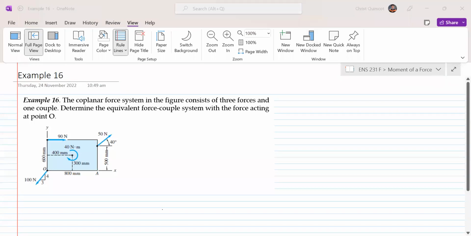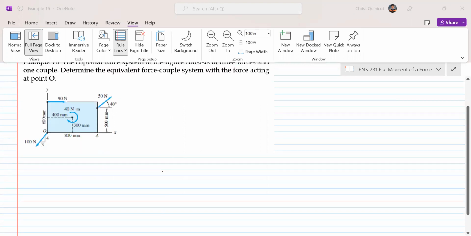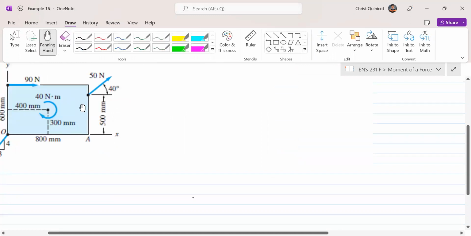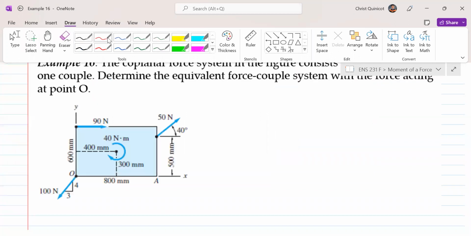Example 16, the coplanar force system in the figure consists of three forces and one couple. Determine the equivalent force couple system with the force acting at point O. So following Varignon's theorem, we will resolve our forces.